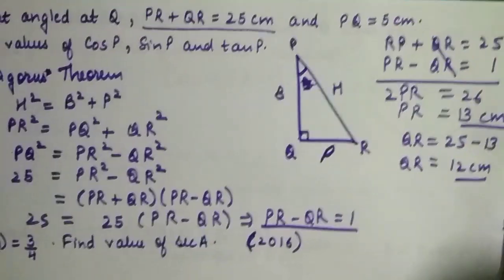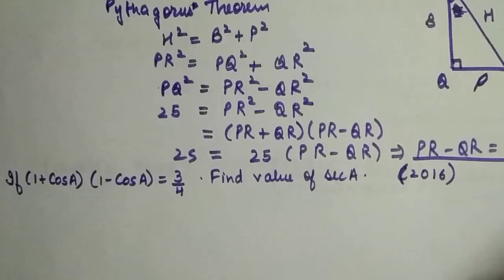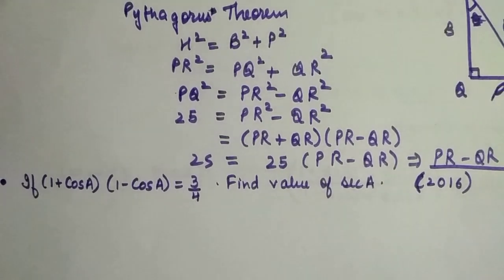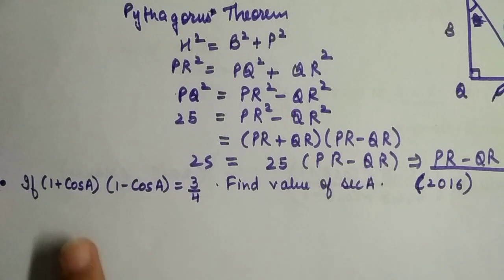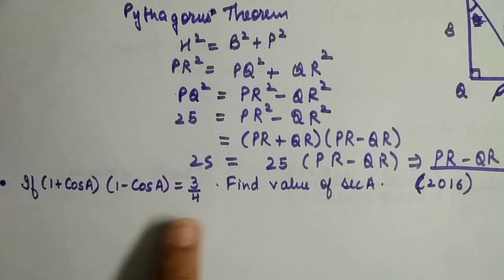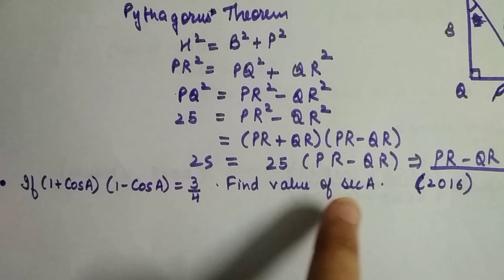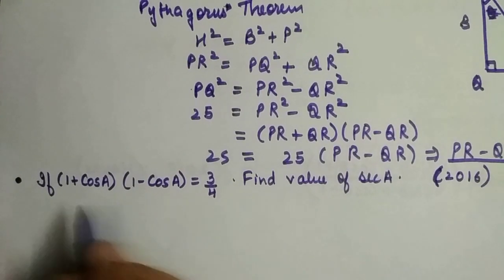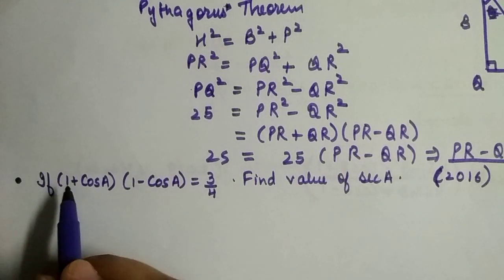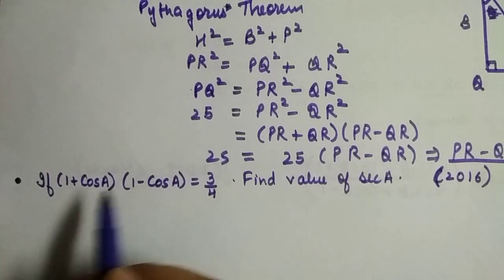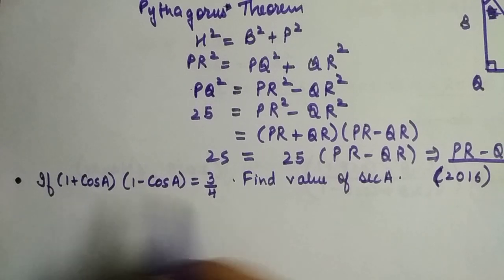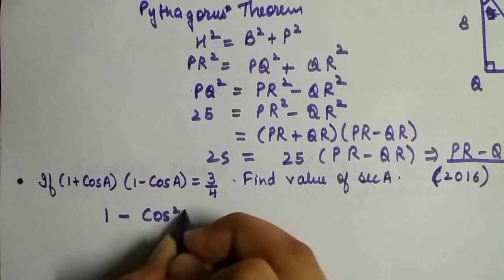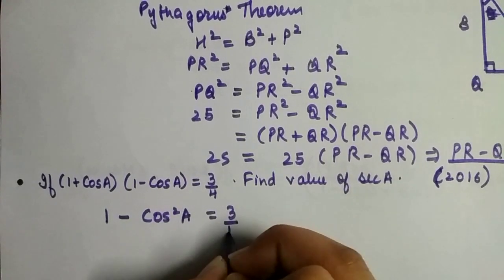Okay. So let us see another question. This question was asked in the board exam of 2016. So this is 1 plus cos A into 1 minus cos A is given to be 3 by 4 and we have to find the value of secant A. It is very simple. First of all, solve this equation. It is of the form A plus B into A minus B. So we can write it as A square minus B square, that is 1 square minus cos square A. It is equal to 3 by 4.